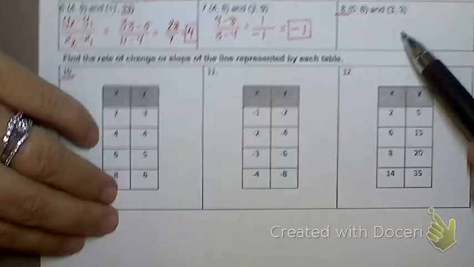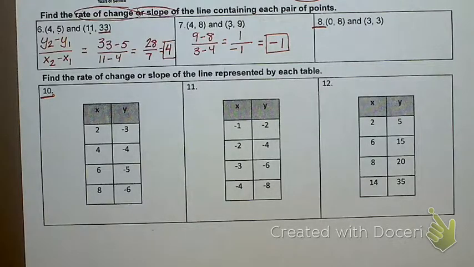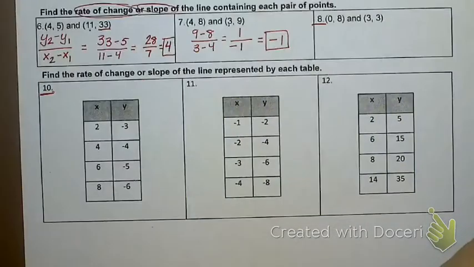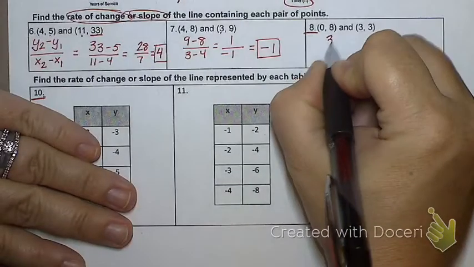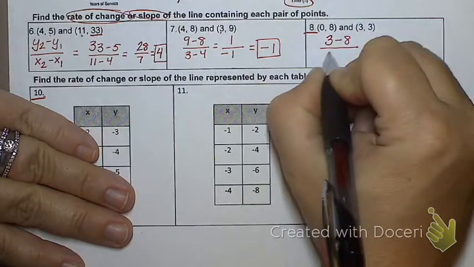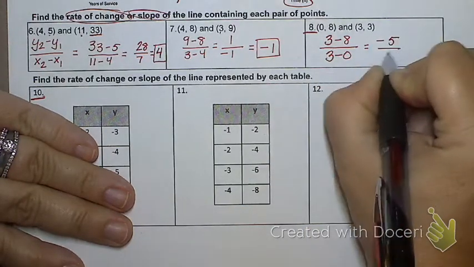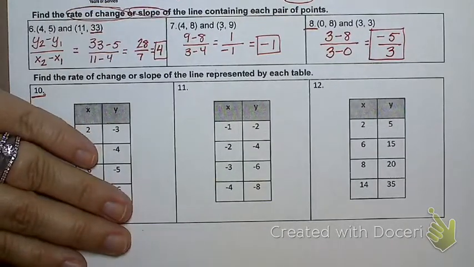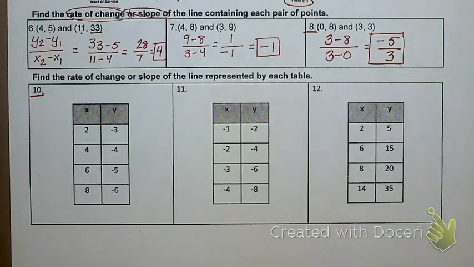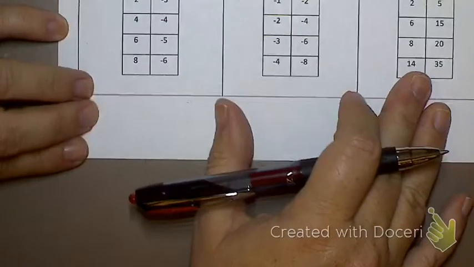Okay, you try the slope over here in number 8. Did you get negative 5 over 3? Or 5 over negative 3 if you went to the other side. Doesn't really matter. Now, obviously, we're going to skip number 9 because it doesn't exist, and jump down to these guys.